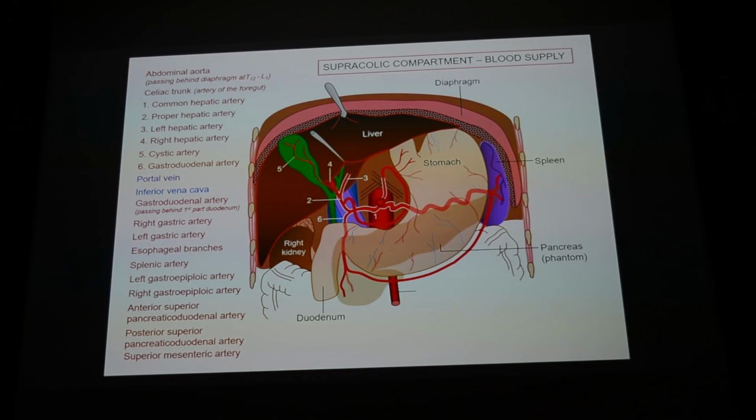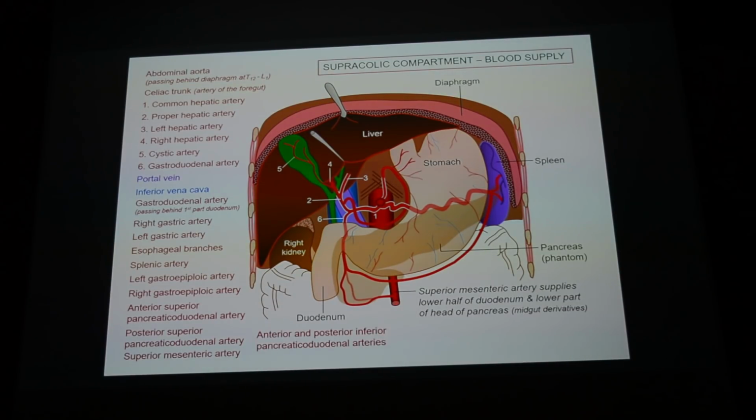Then this is my superior mesenteric artery. It gives inferiorly the pancreaticoduodenal arteries, one anterior and one posterior. So they meet together. Now that means the head of the pancreas carries a double blood supply. It has a double origin. Part of it develops from the foregut, part of it develops from the midgut.